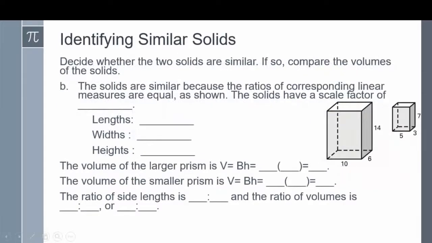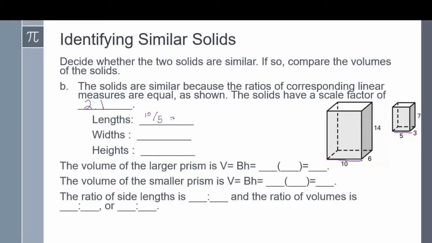In part B, the solids are similar because the ratios of the corresponding linear measures are equal, as shown. The solids have a scale factor of 2:1. I'm going to show you how they got this scale factor. So let's take a look at the length of the big prism and the length of the little prism. That's 10/5. Both 10 and 5 are divisible by 5.